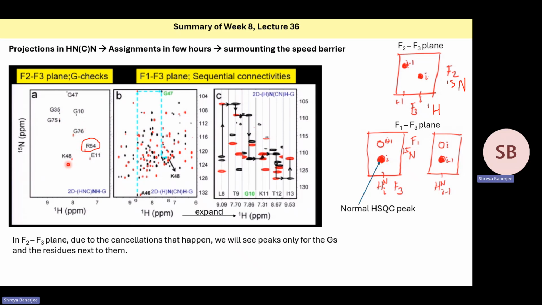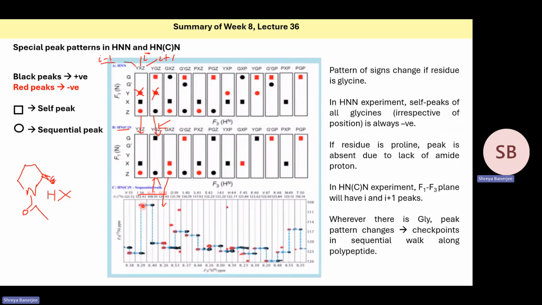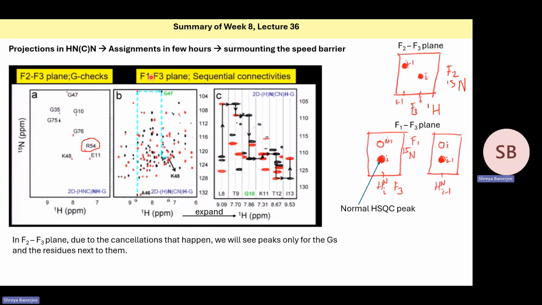polypeptide. And how will we differentiate that this is a glycine or this is a lysine? We already know glycines have a very significantly different pattern, or as I was saying, the self peak is very upfield shifted. So whenever you see a break in the pattern, you will know that that is a glycine. Now the F1, F3 plane gives you sequential connectivity. So the F2, F3 plane is the G check, that is glycine check, because all the glycines will appear very distinctly in the F2, F3 plane.